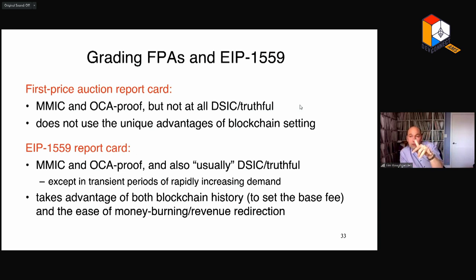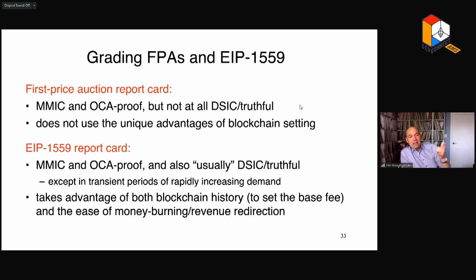It's actually always truthful. Doesn't matter whether or not you're in a time of demand shock. But in a time of demand shock, you do lose this robustness to cartels. You do lose OCA proofness, not in normal operating conditions, but in these transitory periods, that's where you sort of pay the price instead.